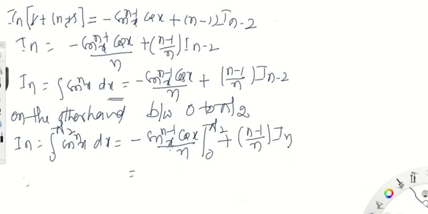Now the first term can be calculated. Sin pi by 2 is 1, cos pi by 2 is 0, so the upper limit is 0. For the lower limit, sin 0 is 0, cos 0 is 1, so the first term of the above result is 0. Finally we are left with the single term n minus 1 by n into I n minus 2. So I n is equal to n minus 1 by n into I n minus 2. This is the value. It is not the final result.